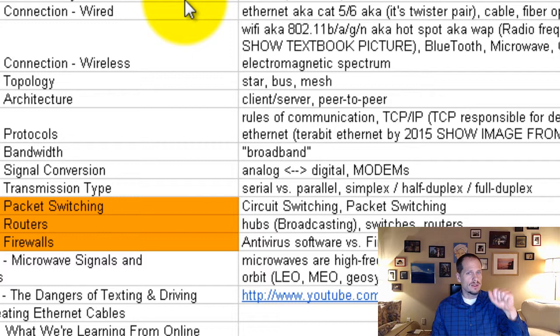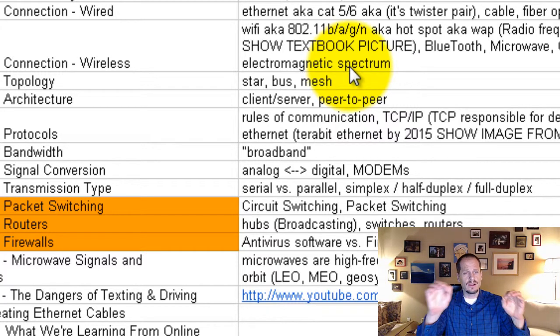And when we do it with wires, we could use Ethernet, we could use coaxial cable, or we could use fiber optic. If we do it wirelessly, often it will be Wi-Fi, which is also sometimes known as a hotspot or a wireless access point, and also sometimes referred to as 802.11 a/b/g/n or something like that, which is the wireless standard. So we've learned that we can connect either with wires or wirelessly.